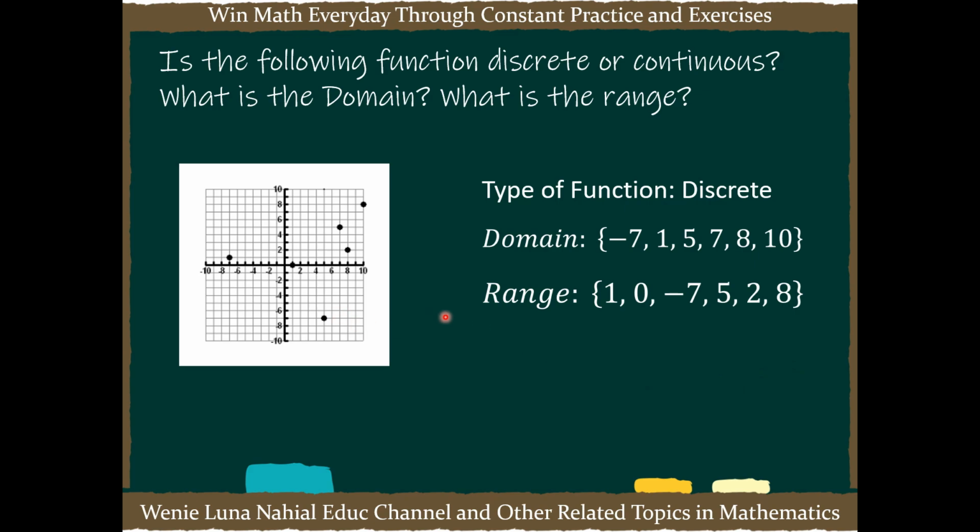Then the range. This point has coordinates 1, 0. Then this has coordinates 5, -7. So that's the y coordinate. Then this point has coordinates 7, 5. So here we have 5.